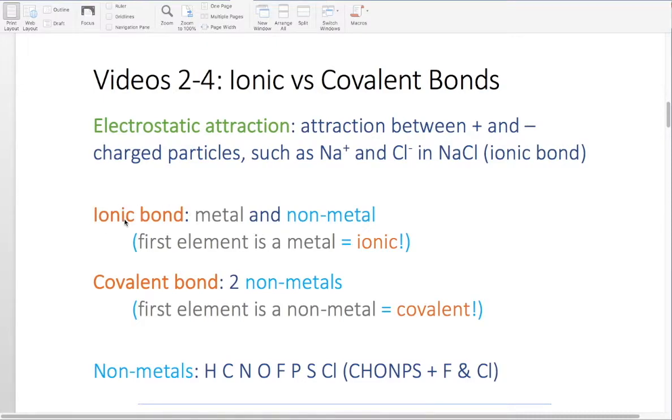Ionic bonds themselves are always formed from a metal and a nonmetal. And so if you're looking at a compound, all you have to look at is the first element in the formula. If it's a metal, then it's an ionic bond. If it's a nonmetal, it's a covalent bond, because a covalent bond is 2 nonmetals bonded together. So if the first element is a nonmetal, it's covalent. If the first element is a metal, it's ionic.